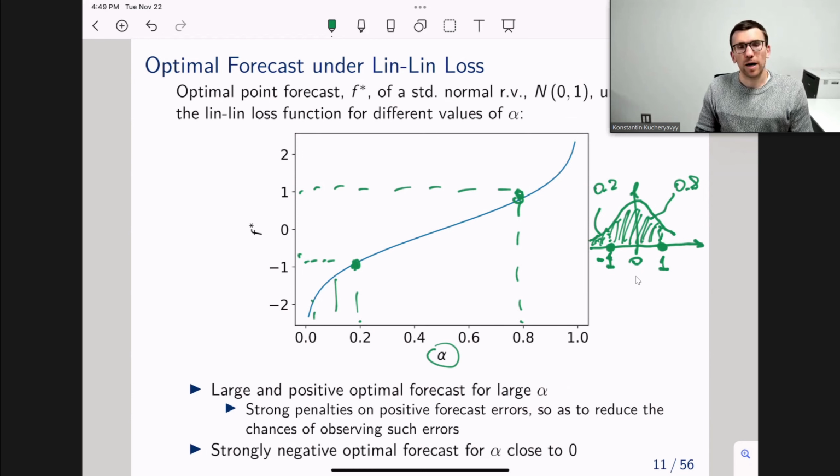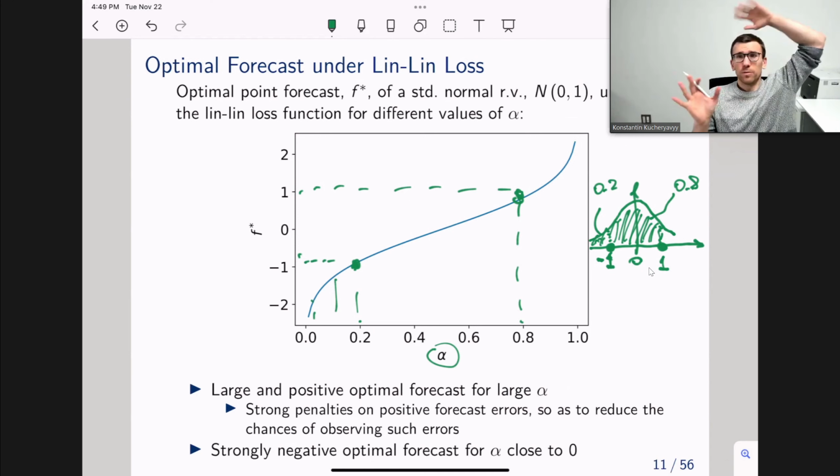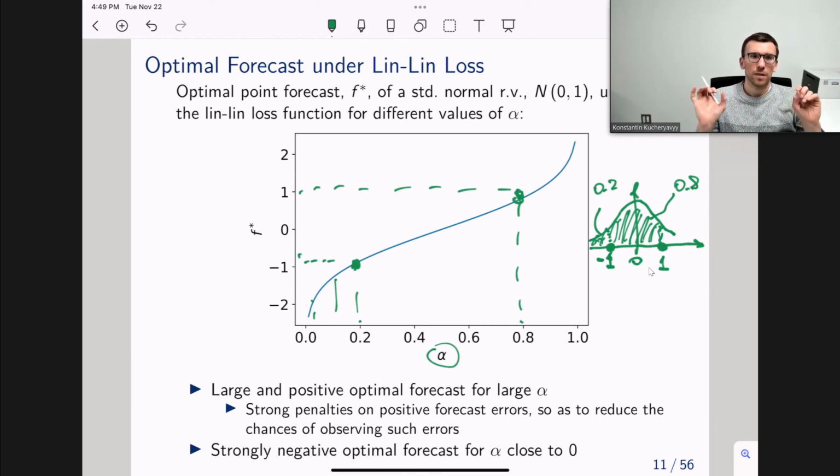The point why I'm showing this figure is just to give you an intuition about a different loss. So far we saw a quadratic loss function. Now we are looking at the decision rule associated with a lean loss function, a different loss function. And that different loss function is parameterized by alpha. And it's our choice which alpha we make when we construct the forecast.